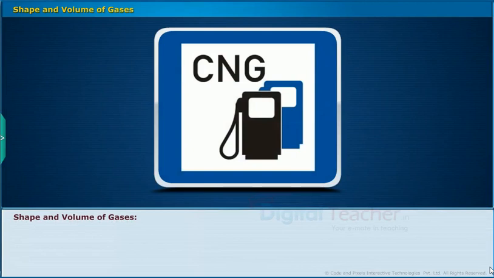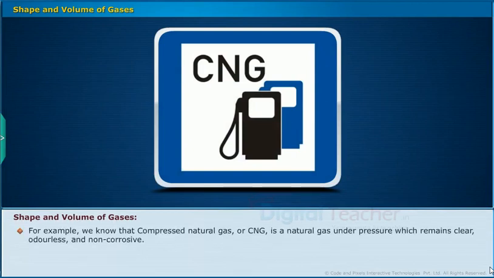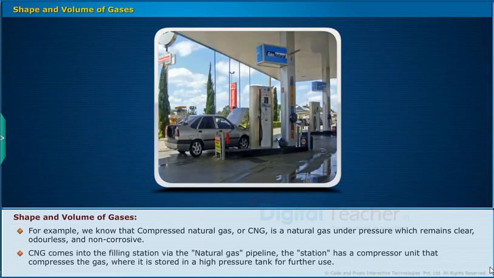Let us know about shape and volume of gases. For example, we know that compressed natural gas, or CNG, is a natural gas under pressure which remains clear, odorless, and non-corrosive. CNG comes into the filling station via the natural gas pipeline. The station has a compressor unit that compresses the gas, where it is stored in a high-pressure tank for further use.